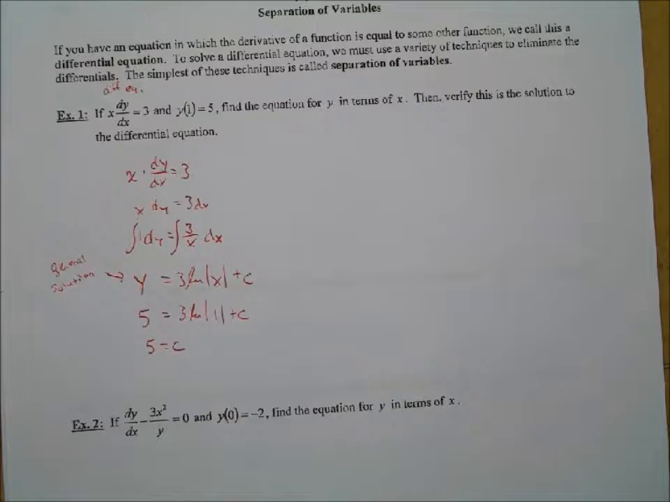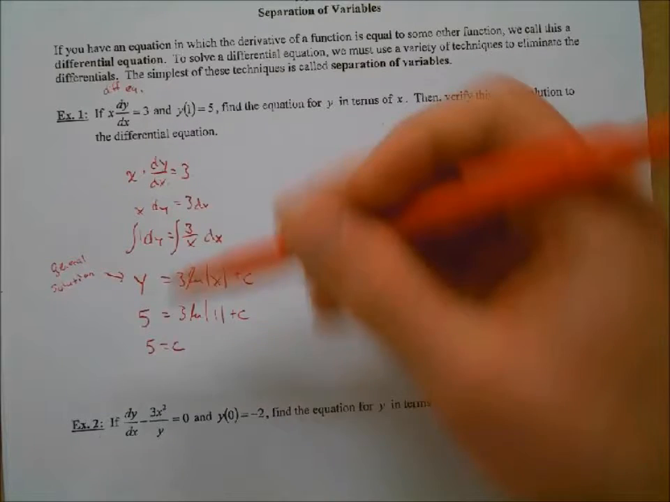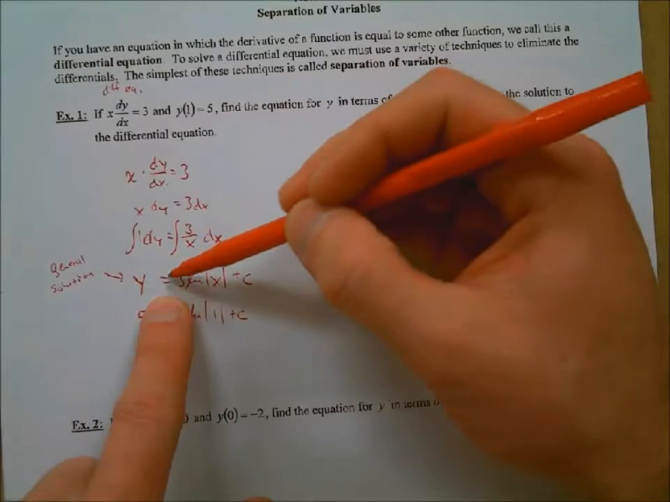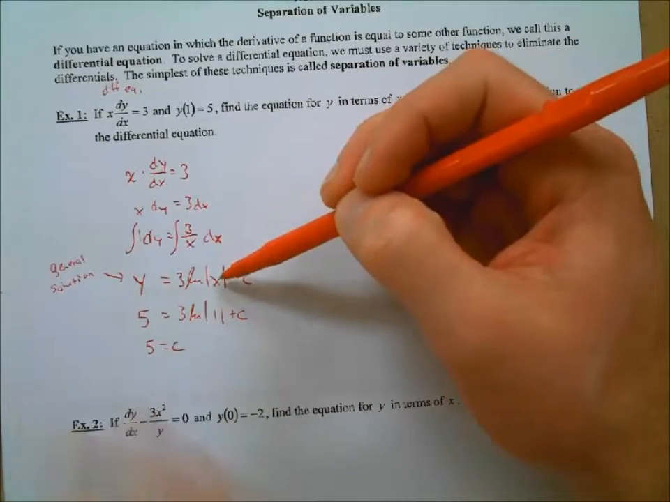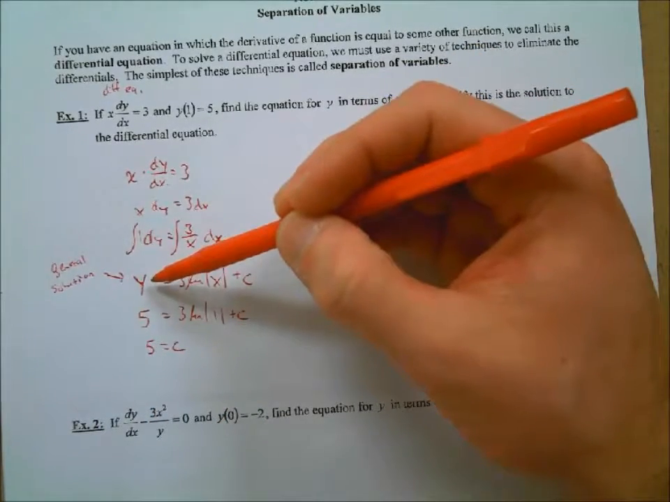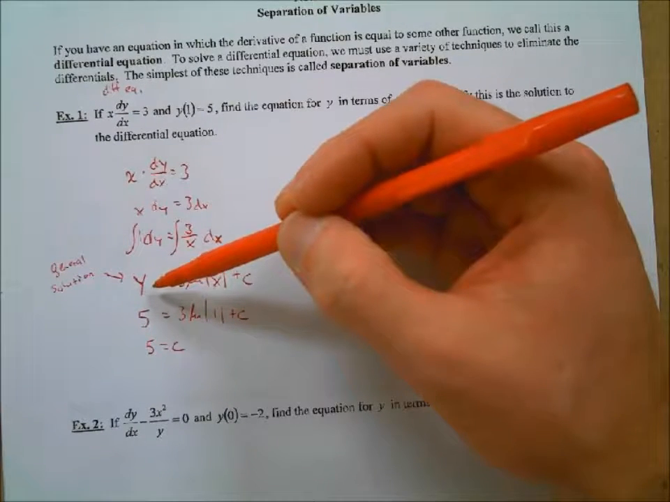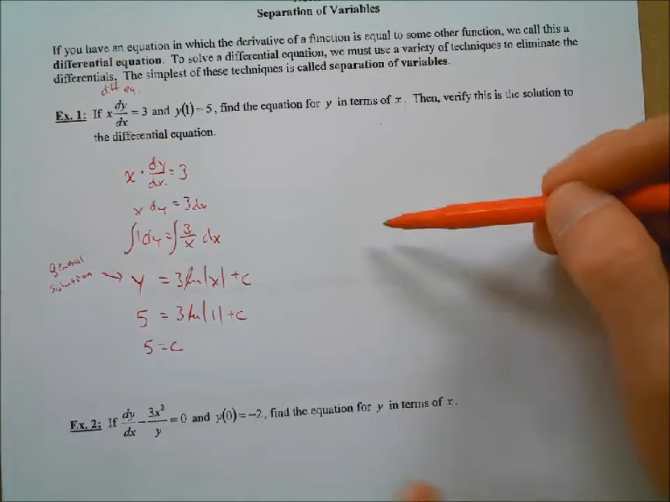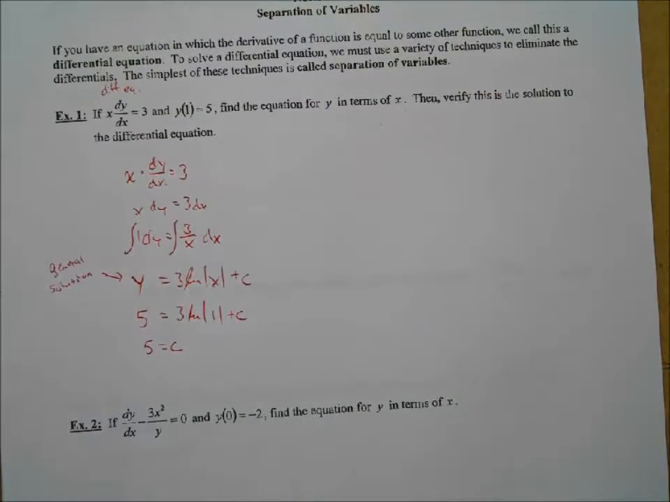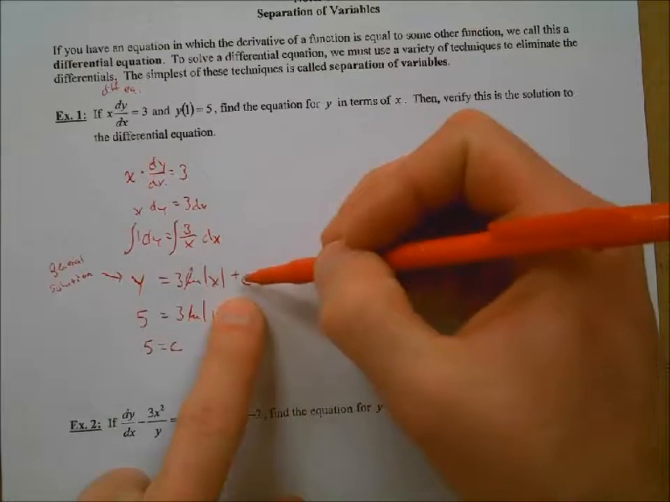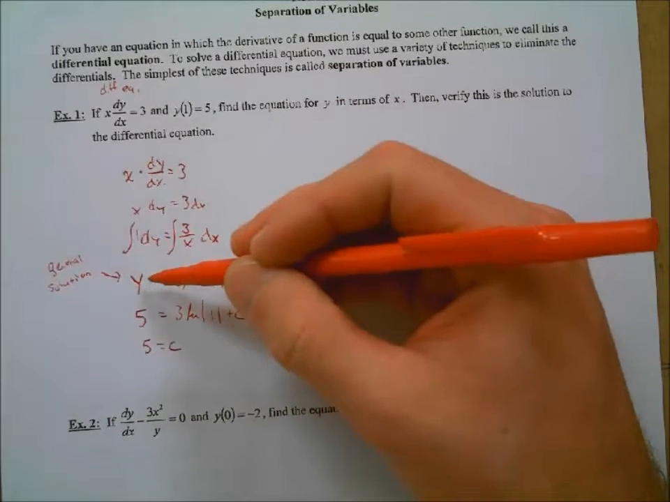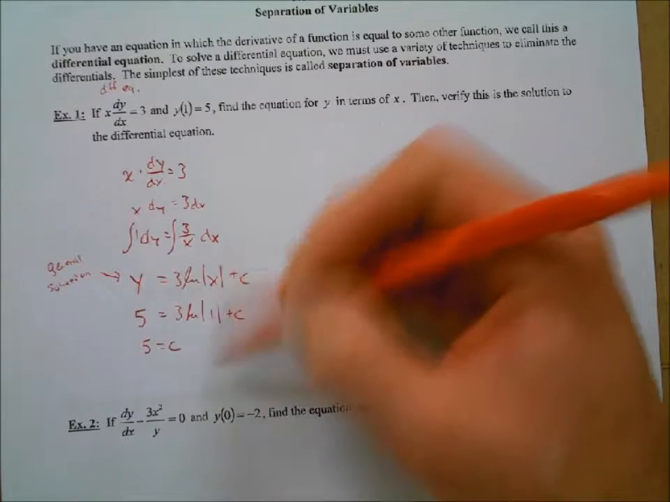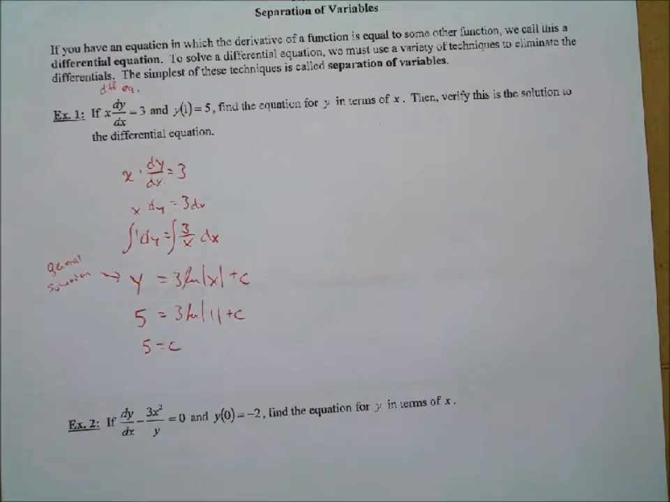Your c will be, so if you put the y plus c here and left this 3 natural log of the absolute value of x, yes, the c in this case would be a negative 5 in this particular instance. Your c value would be different if you left the c on this side than on this side. It would be a negative 5, but it would be equivalent to the one that we're about to write here. It's just algebraically equivalent. You have to manipulate things around.